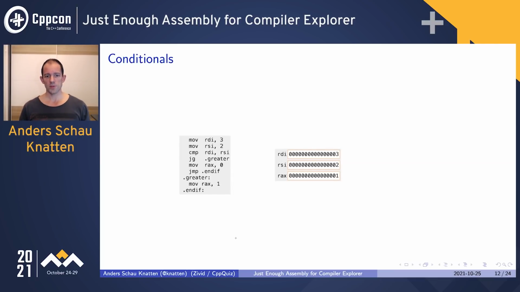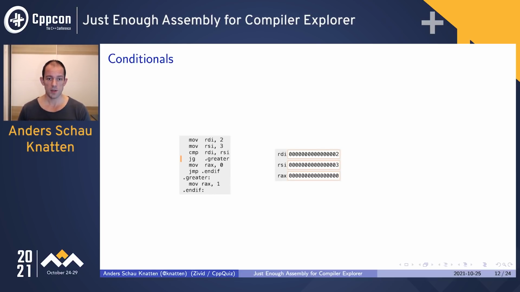Right, but back to the example. So that was when the first one was bigger. Let's just do the same example again, just with the values switched around. So now we have 2 in RDI, 3 in RSI, and then we do the same comparison again. So we compare RDI with RSI and nothing happens. We don't see anything, just those flags somewhere have been updated. So now I can do jump if greater again, JG, and I can jump to the greater label if it was greater. But this time it was not greater.